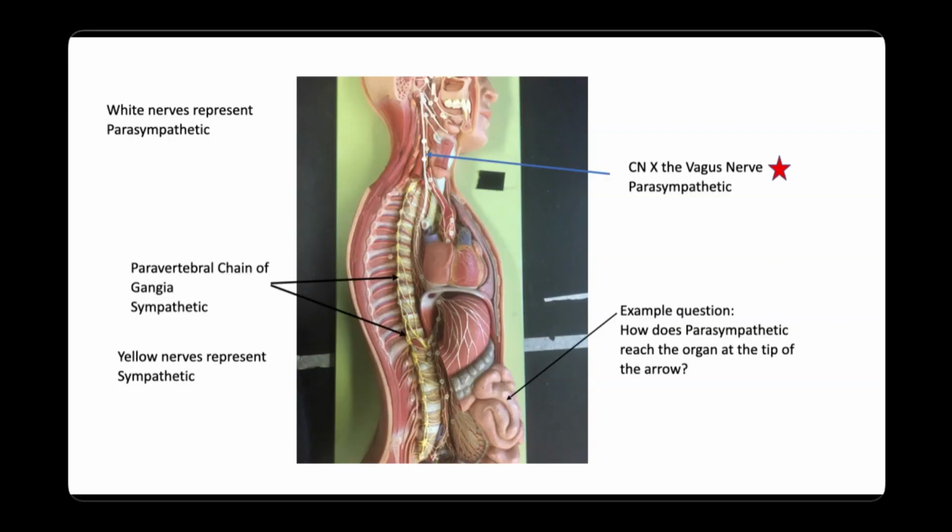If you're looking at a model or chart, you'll usually see parasympathetic nerves colored in white and sympathetic nerves in yellow. That's just a quick visual cue to tell them apart. You'll often see cranial nerve 10, the vagus nerve, highlighted as white, representing parasympathetic activity. Meanwhile, the yellow paravertebral chain of ganglia represents the sympathetic side.